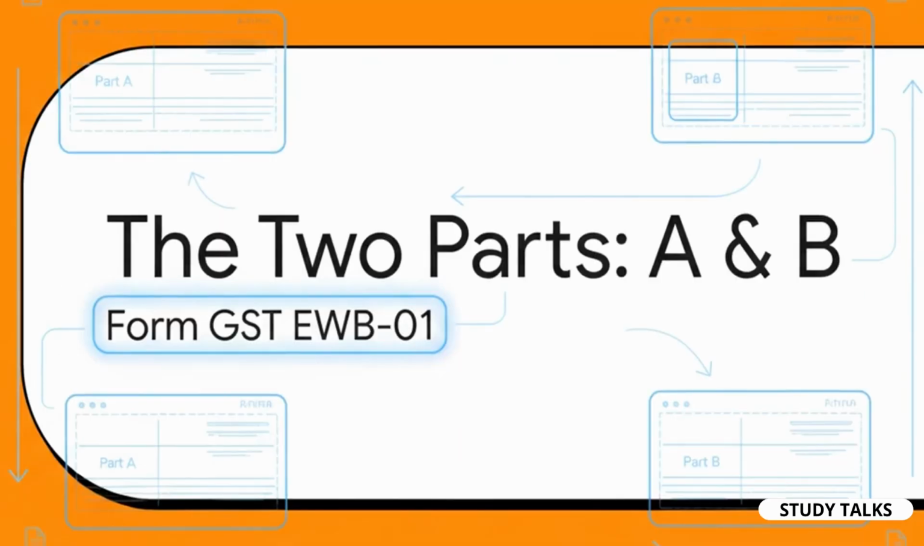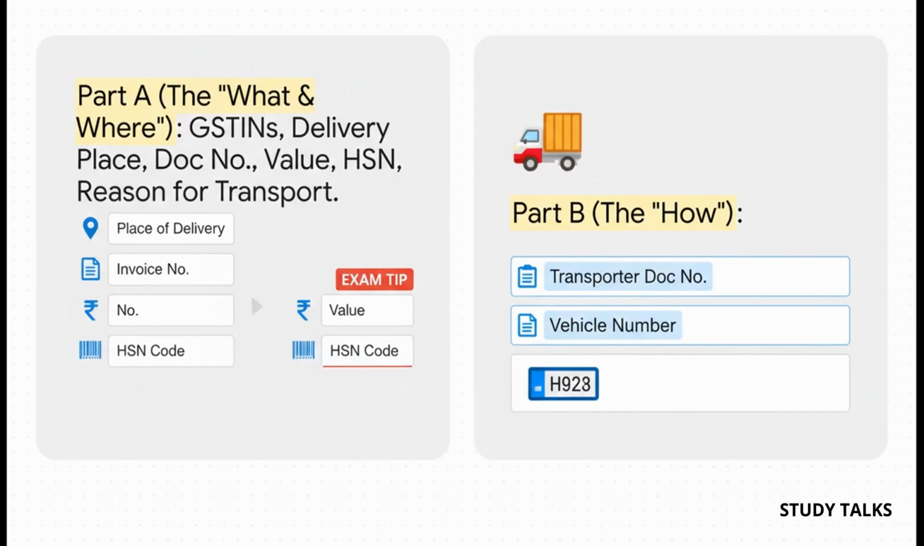Okay, let's actually look at the form itself now. Form GST EWB-01. It's split into two main sections, and you need to know both of them inside out. They are Part A and Part B. I like to think of Part A as the what and where part. It has all the consignment details: who's sending it, who's getting it, where it's going, the invoice details, the value, HSN code, all that stuff. Then you've got Part B, which is all about the how. This is the logistics part. This is where you put the transporter's details and, most importantly, the vehicle number.